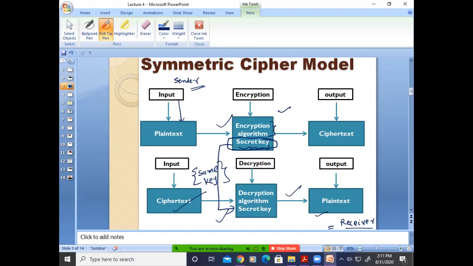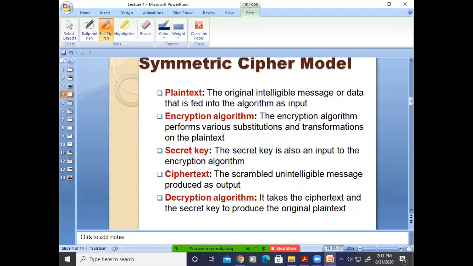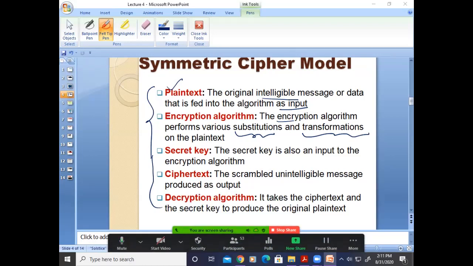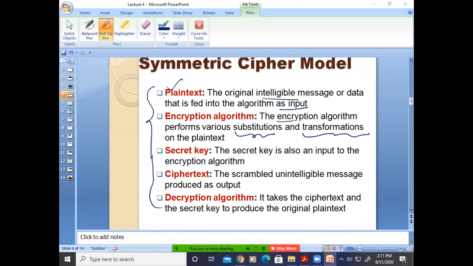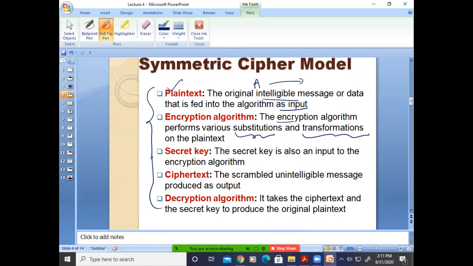The model indicates how the plain text is converted into ciphertext and then how to get back to the original plain text. The next are the basic terminologies. Plain text is the original intelligible message, a readable format. Encryption algorithm means mathematical algorithms performing the encryption, and this is very important: these algorithms use either substitution methods or transformations, also called transpositions. Substitution means each element in the plain text will be converted into a different element. If A is there in the original message, it may be converted into some C. So in the plain text it is A, but in the ciphertext it will be converted into some different element.